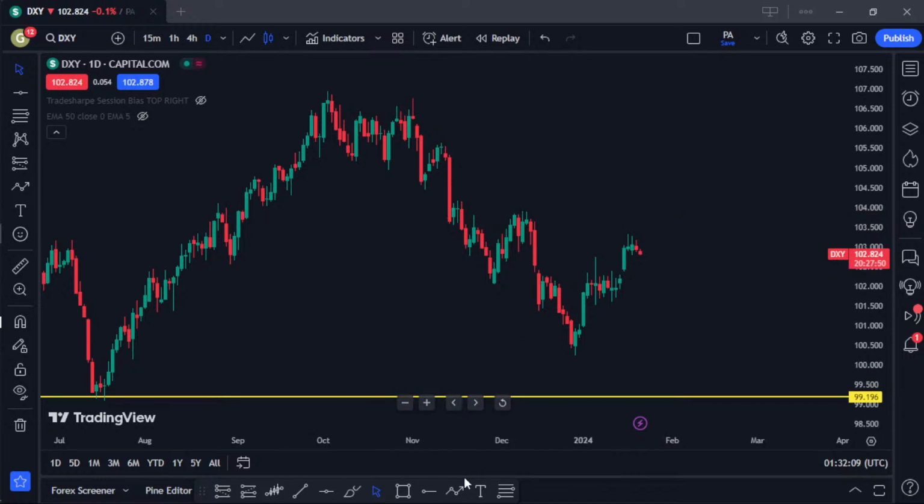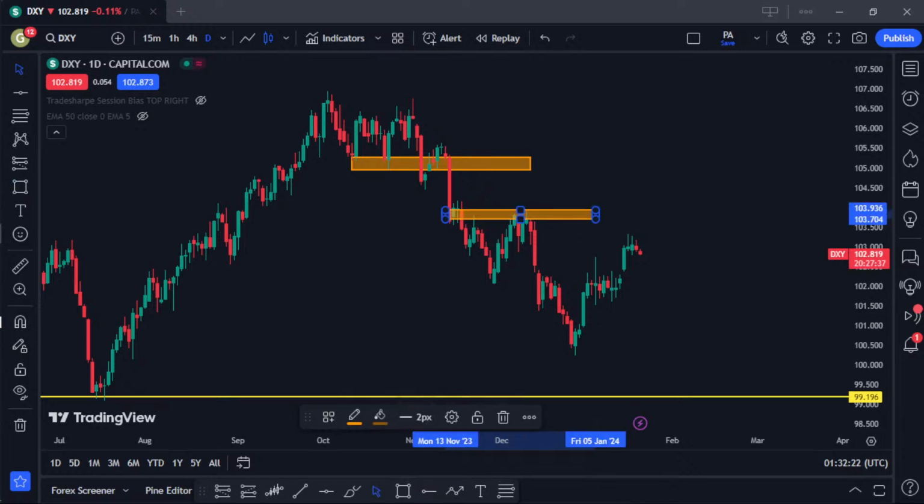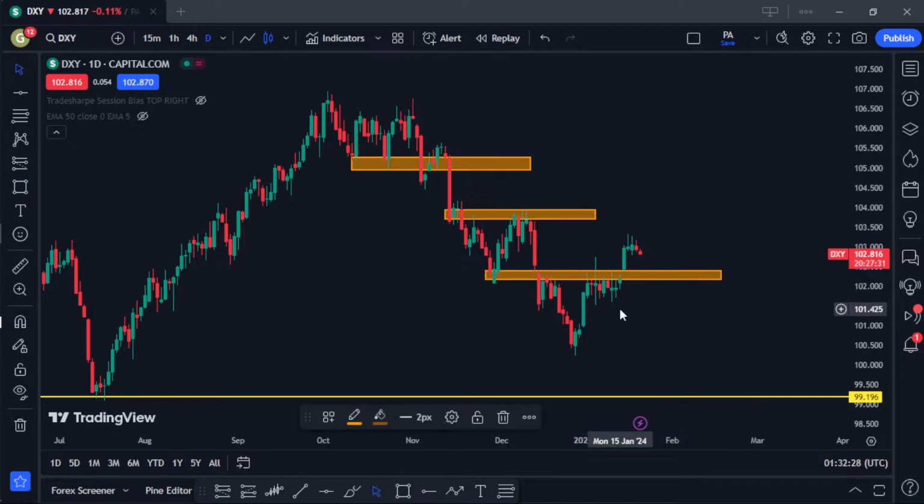So now let's get them at the previous swing lows. The first one at this area. The second one here, even though it wasn't that clear. And then the third one here, which it just broke above. So now this could be a fake breakout.